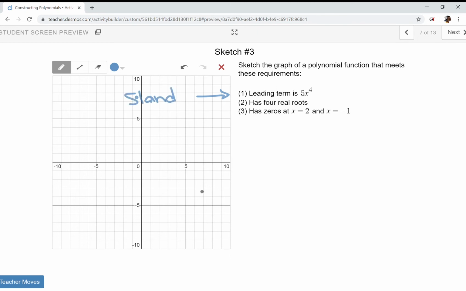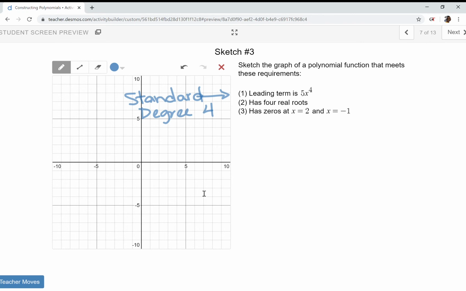Okay. So do not be confused by factored form. This is in standard form. That means that this has a degree of 4. So that means it has 4 x-intercepts or x-zeros or x-roots. So here it tells us in requirement 2 that it has 4 real roots. Makes sense. It's raised to the 4th power, has 4 real roots.